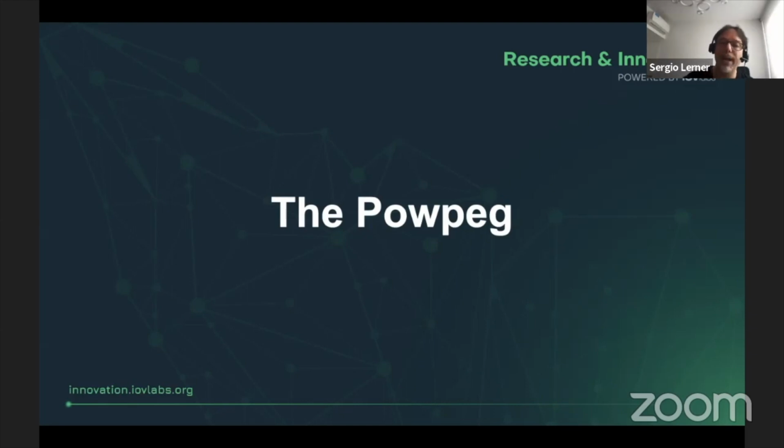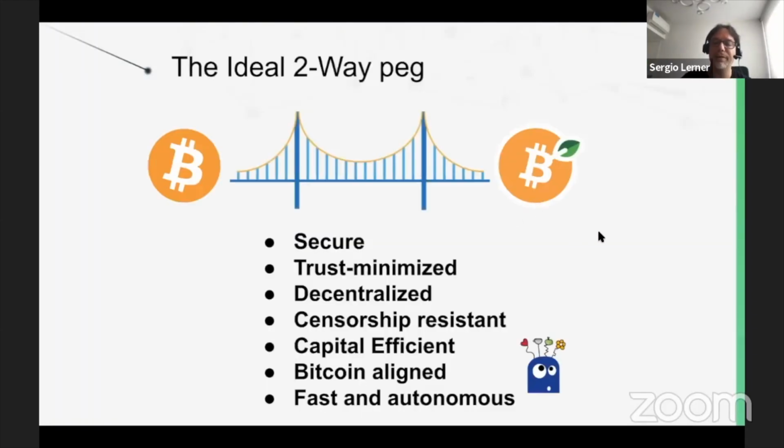And the POW-PEG is much more than a federation, and I'm going to talk more about it in the next slide. So what do we want for a two-way peg? We want it to be secure, trust minimized, decentralized, censorship resistant, capital efficient, Bitcoin aligned, and fast and autonomous. And the problem here is that you cannot get all these properties at once, because the Bitcoin protocol does not allow you to validate consensus of foreign blockchains.